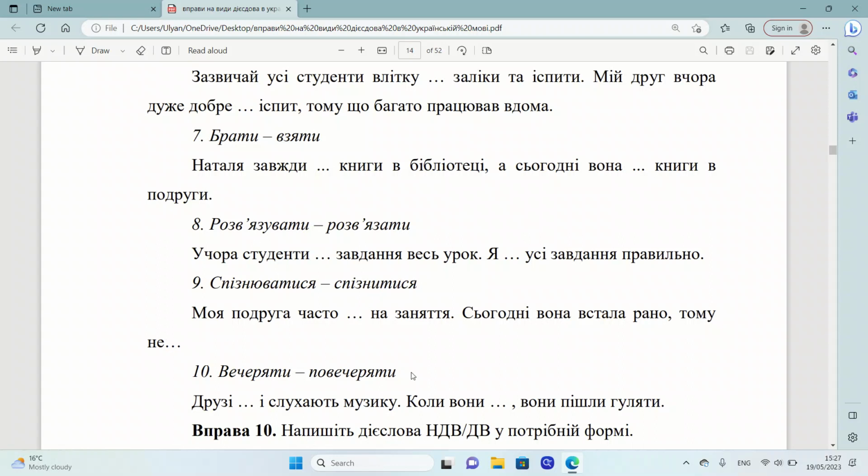Вечеряти, повечеряти. Друзі і слухають музику. So we have two actions at the same time, so we need imperfective. Друзі вечеряють і слухають музику. Коли вони пішли гуляти. So consecutive actions one after another. So вони повечеряли і пішли гуляти. So коли вони повечеряли, вони пішли гуляти. When they finished eating, they went for a walk.